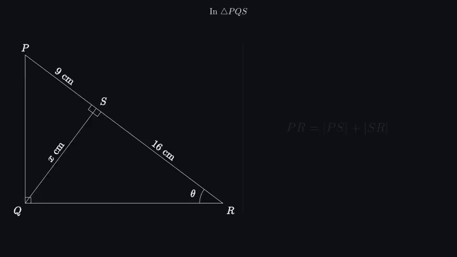To summarize, we first found the full length PR by adding PS and SR. From triangle PQS, we found PQ squared equals x squared plus 81. From triangle QSR, we found QR squared equals x squared plus 256. Using the large triangle PQR, we solved and got x equals 12 centimeters. Then we used tangent to find angle QRS equals 37 degrees. Finally, we substituted x equals 12 to find PQ equals 15 centimeters. These are the final answers.